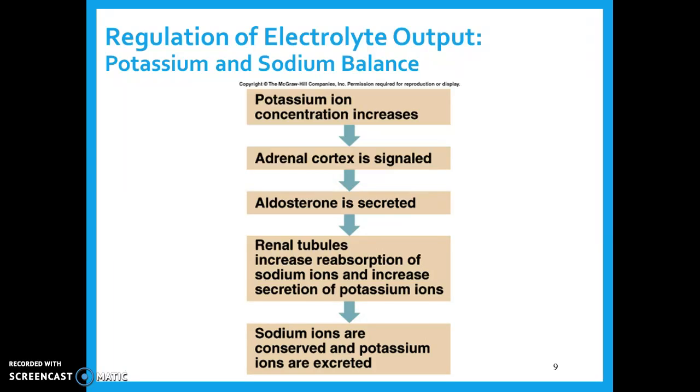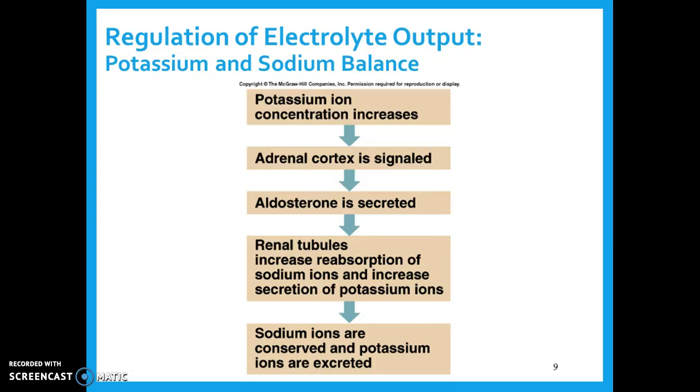So what happens is as our potassium ions increase, so we're getting too much potassium inside of our body, that's going to signal our adrenal cortex. The adrenal cortex is going to release aldosterone. Again, this is kind of like the really quick version. Go back to chapter 21 and look at all of the steps in the renin-angiotensin system as far as how aldosterone is released. But we're just kind of jumping to the end part. So potassium goes up, aldosterone is secreted.